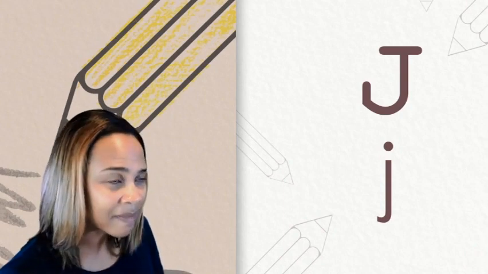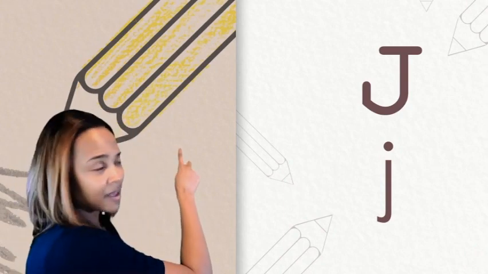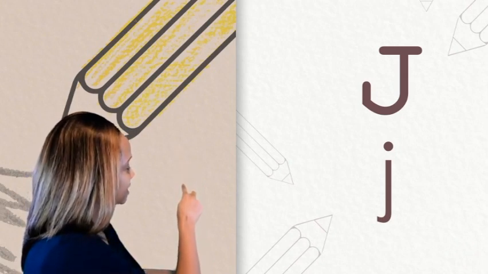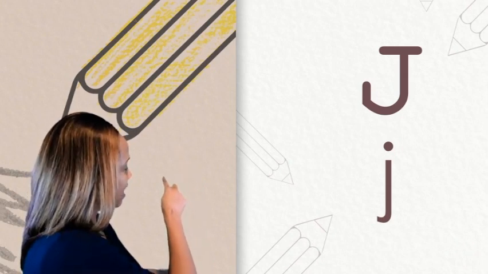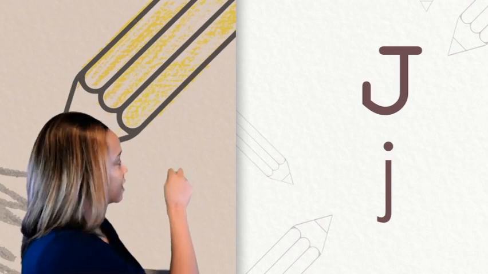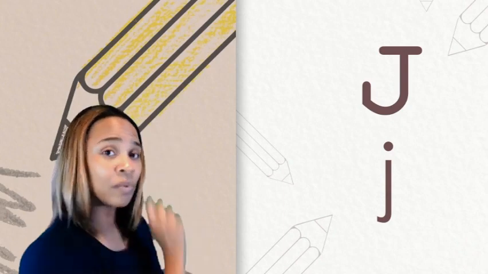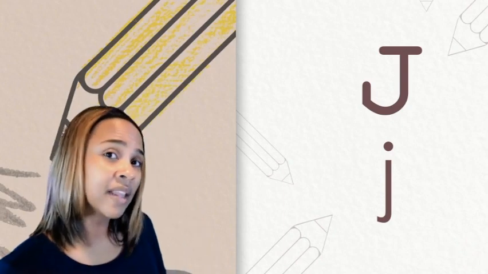Now try with me. Starting at the belly line, make a little line coming down to the foot line, past the foot line to the tail line, curving up just a little bit, and then coming back up, putting a top dot right above our belly line on that line for the j.